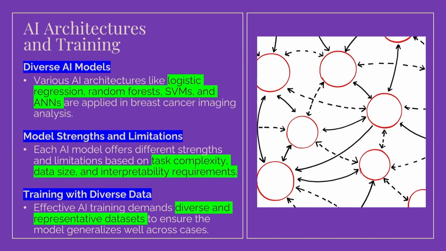So actually, we are using different AI models and embedding them into our AI computer-aided detection program. And different models have different strengths, of course, because they can handle different volumes of data, and also they compute the results in different time frames.